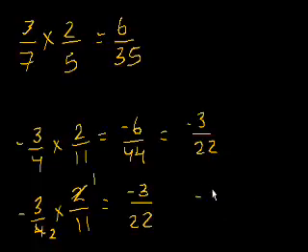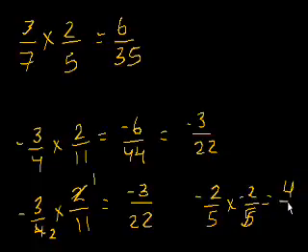If I had -2/5 times -2/5, well, that just is equal to -2 times -2 is +4. And 5 times 5 is 25. It's 4/25. And that's just, remember, a negative times a negative is a positive, which makes sense.